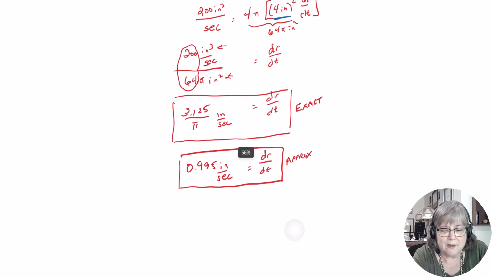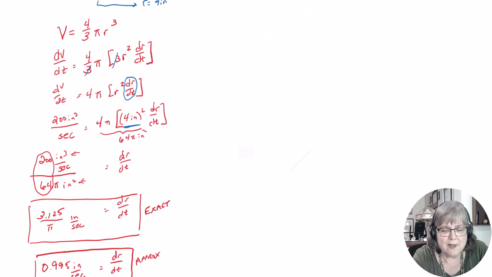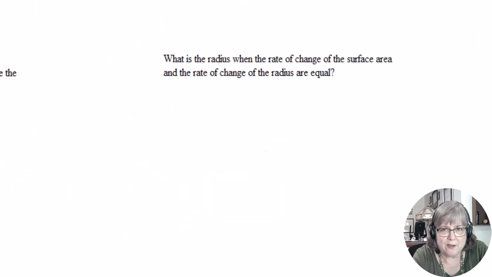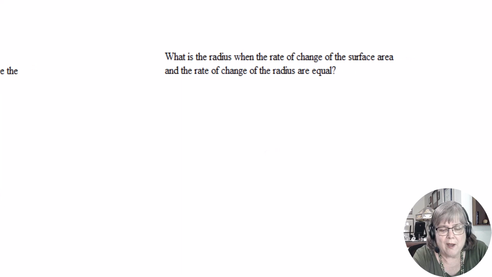So I hope you're doing okay so far. Now let's talk about a variation on this theme. Again, this is the same balloon as before, and it says, what's the radius when the rate of change of the surface area and the rate of change of the radius are equal?